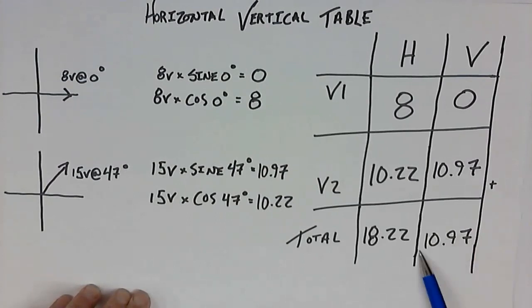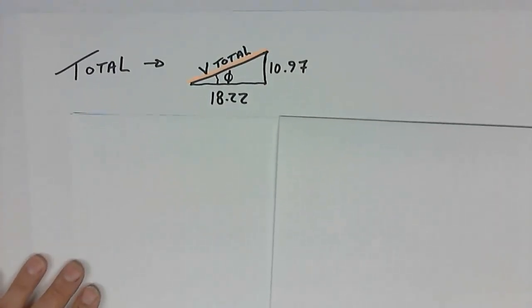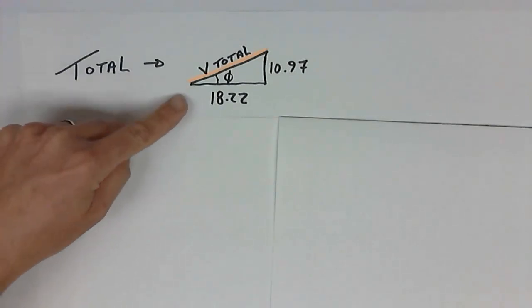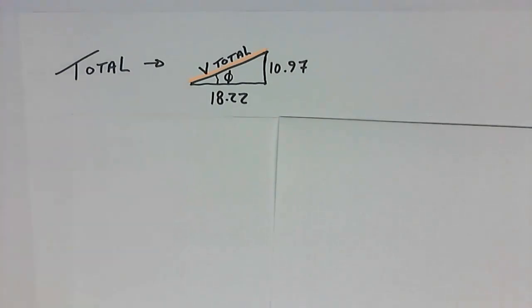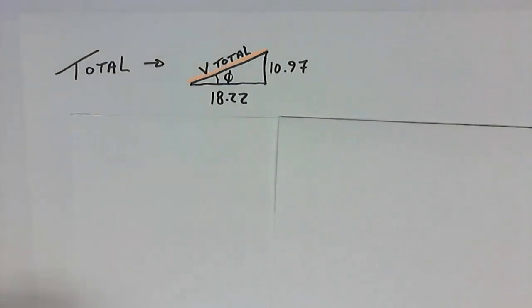Because this is only the vertical and that's the horizontal. We really don't care about those, honestly. We want to know what the actual values are. And in doing that, we're going to have to apply a little bit of trig and a little bit of our Pythagoras theory. So here we are. We've calculated these values, and we've got 18.22 and 10.97. And I want to know what is V total and what is the angle. So let's deal with each of these one at a time.